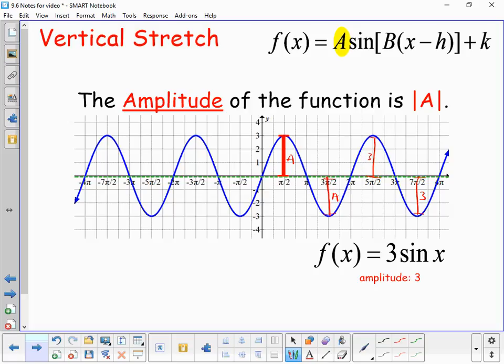Now, if that number a is negative, we don't say the amplitude is negative. Amplitude is always going to be a positive number. You'll notice that on some of these, it's going below by 3. The amplitude is just that distance. It's not considered a positive or negative number. Just it's the absolute value of that a. So let's sketch a couple of these.